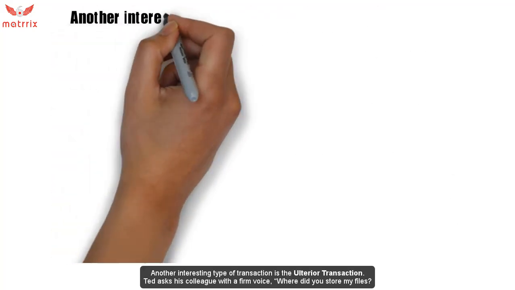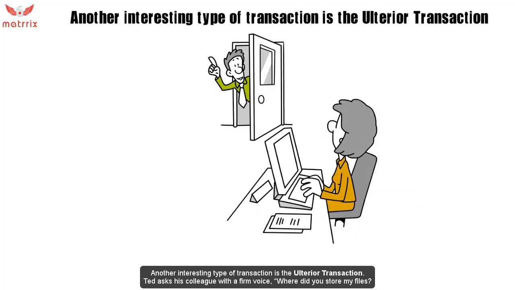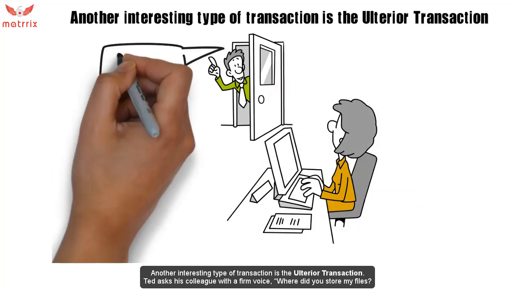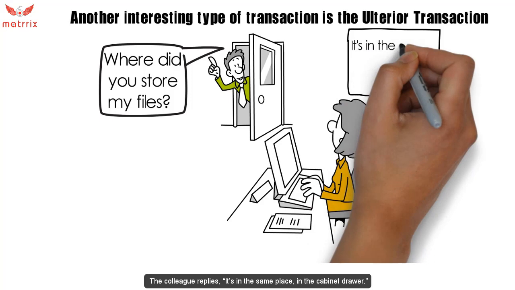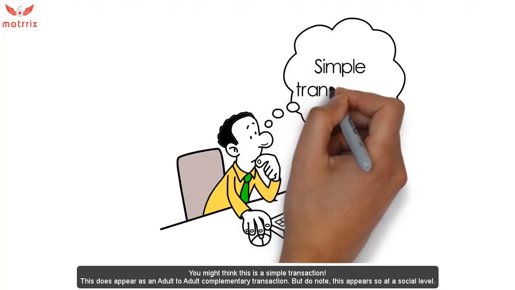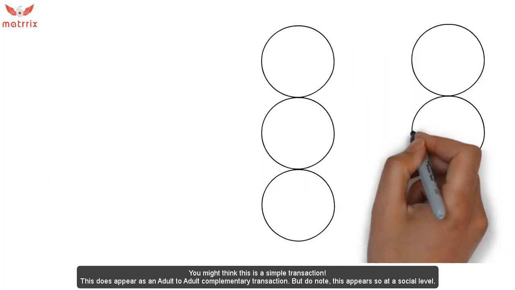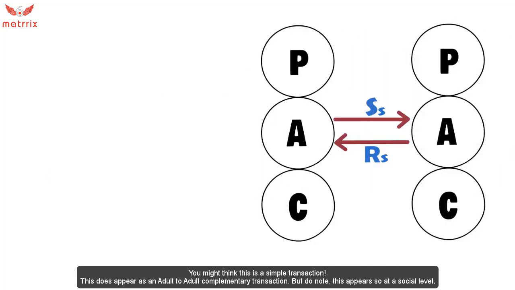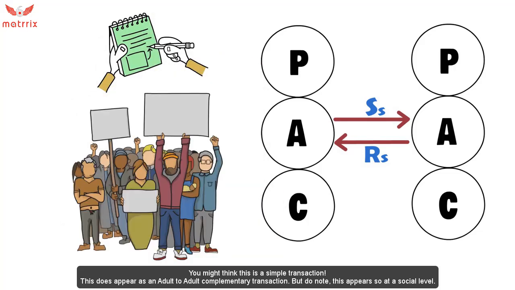Another interesting type of transaction is the ulterior transaction. Ted asks his colleague with a firm voice, "Where did you store my files?" The colleague replies, "It's in the same place, in the cabinet drawer." You might think this is a simple transaction. This does appear as an adult-to-adult complementary transaction, but do note this appears so at a social level.